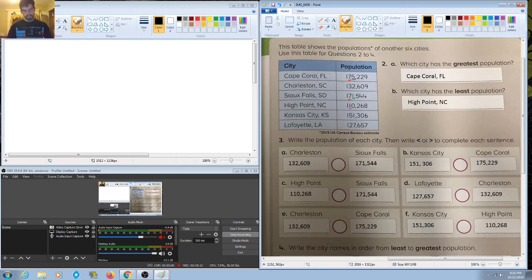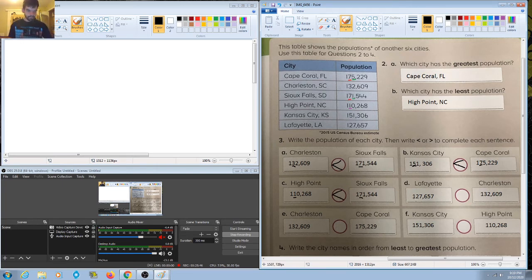as needed. So with Charleston and Sioux Falls, we look at the 10,000th place and see that 3 is less than 7. So this is going to be that Charleston is smaller in population than Sioux Falls. Kansas City, we have 5 in the 10,000th place. Cape Coral, we have 7. So this is also going to be that Kansas City is less than Cape Coral. High Point is going to be 1 in the 10,000th place. Sioux Falls is 7, so Sioux Falls is significantly larger.